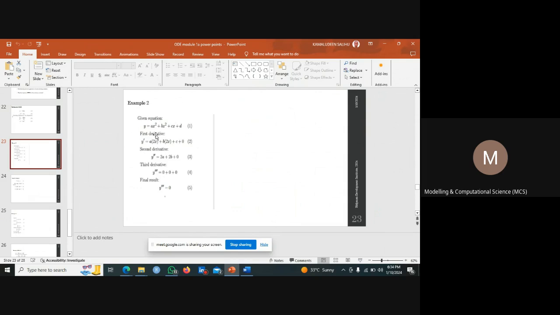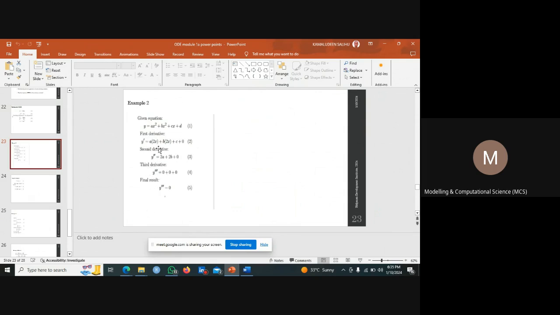Okay, in the absence of questions, we can continue with example number 2. Given an equation of this form, y is equal to ax cubed plus bx squared plus cx plus d. So this is our initial expression. We now count based on the steps we highlighted before: after the expression, you count the number of arbitrary constants you are having. For this one, it is 4. So you are going to differentiate 4 times: the first derivative, the second derivative, third derivative, and the last one.